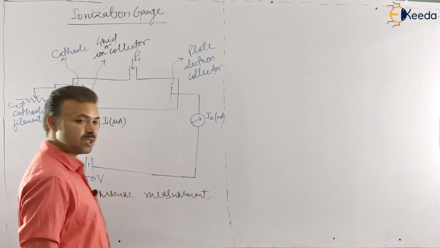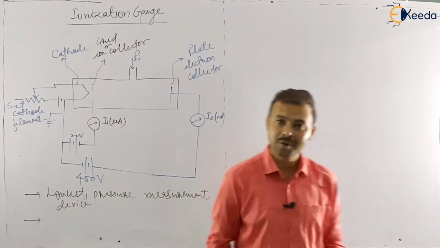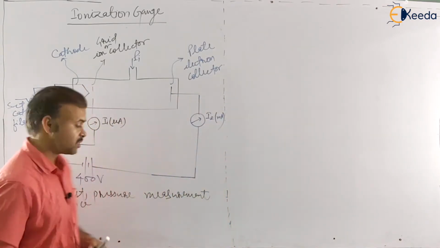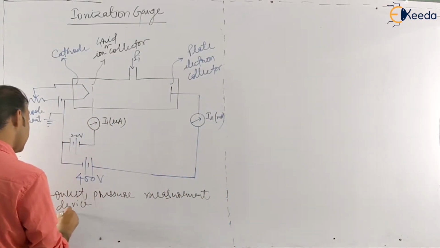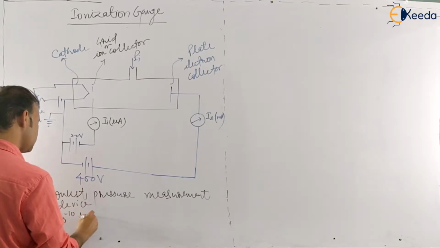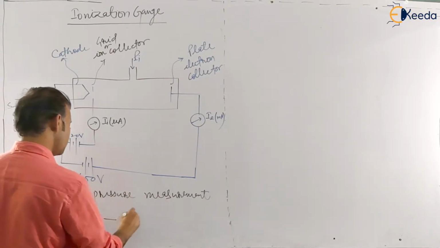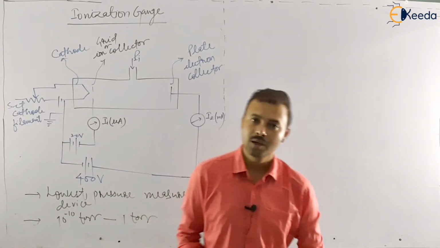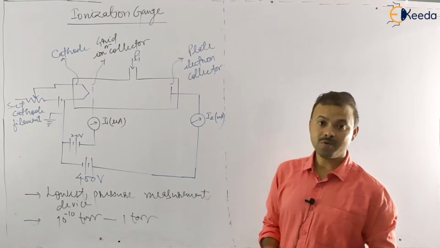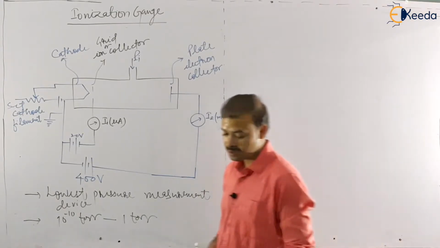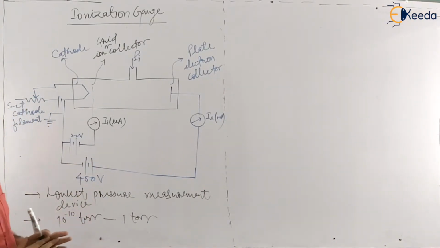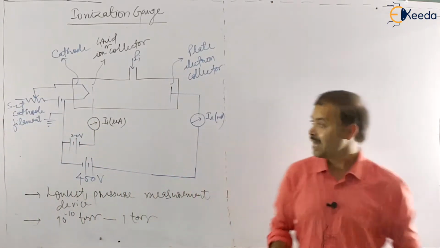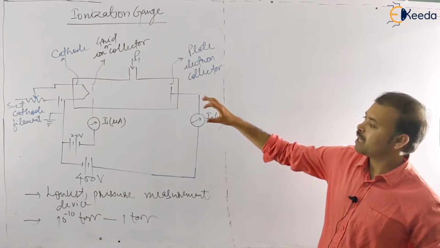It can measure pressure from 10 to the power minus 10 torr to 1 torr. This is the range of pressure which can be measured by an ionization gauge. The basic principle involved in the case of ionization gauge is that the gas will be ionized.